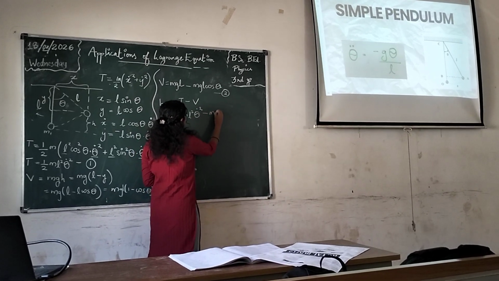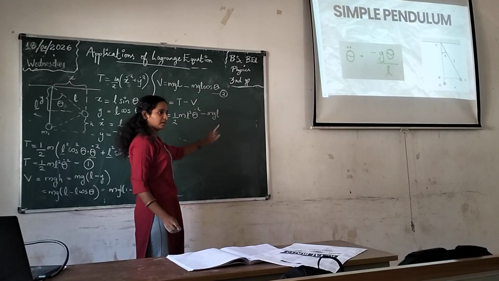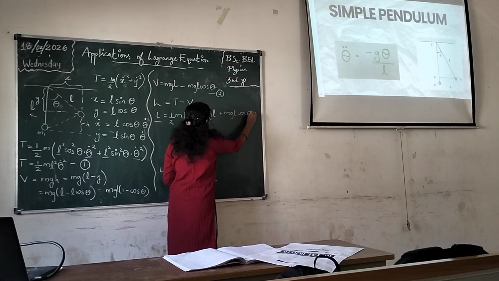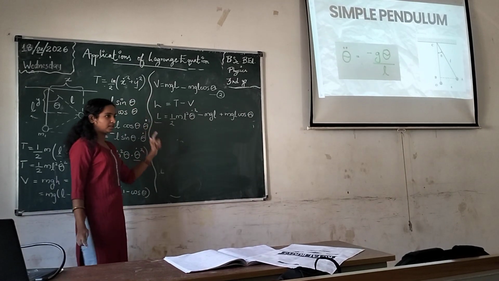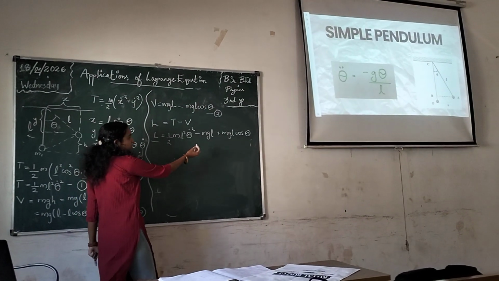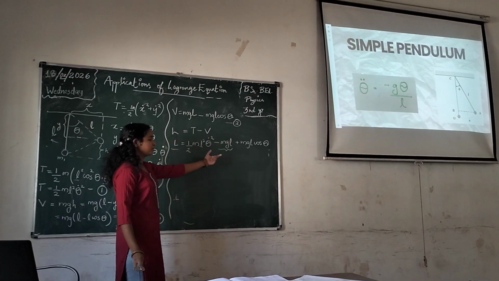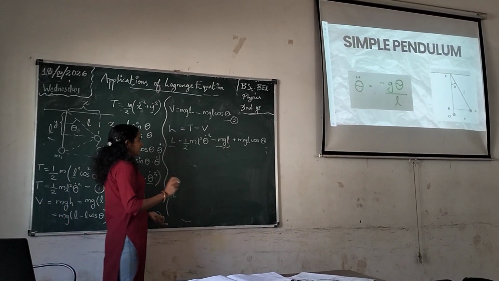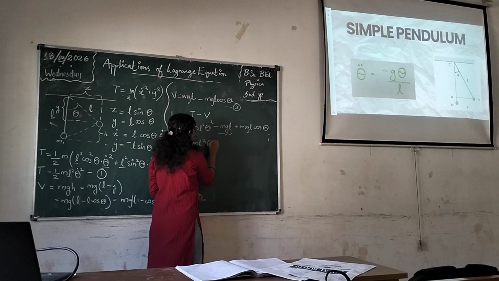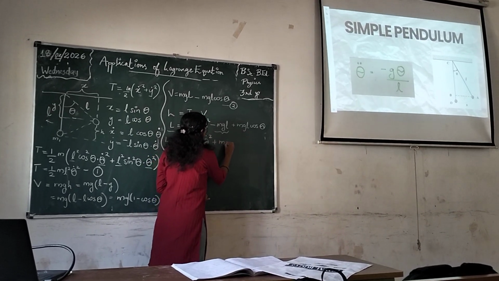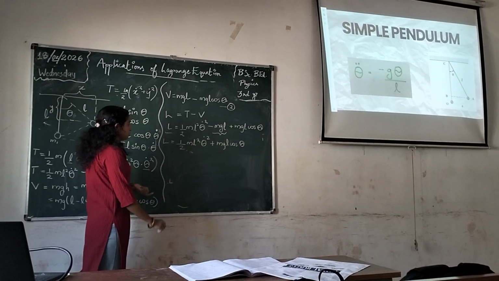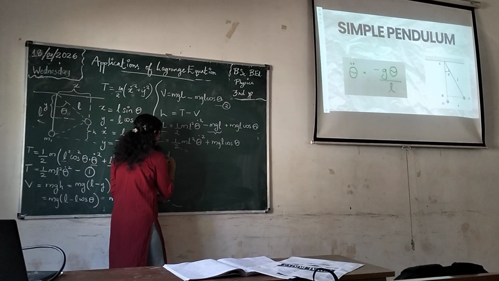Minus or minus will become plus mgL cos theta. Here also we are having only a single variable. That's our generalized coordinate. And here you can see this term is not having any variable, so that is negligible. So L is equal to half m L square theta dot square plus mgL cos theta. So this is our L. Now we have to substitute in our Lagrange equation to find the equation of motion.